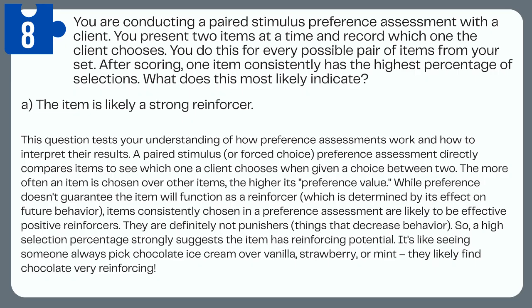While preference doesn't guarantee the item will function as a reinforcer, which is determined by its effect on future behavior, items consistently chosen in a preference assessment are likely to be effective positive reinforcers. They are definitely not punishers, things that decrease behavior. So, a high selection percentage strongly suggests the item has reinforcing potential. It's like seeing someone always pick chocolate ice cream over vanilla, strawberry, or mint. They'd likely find chocolate very reinforcing.